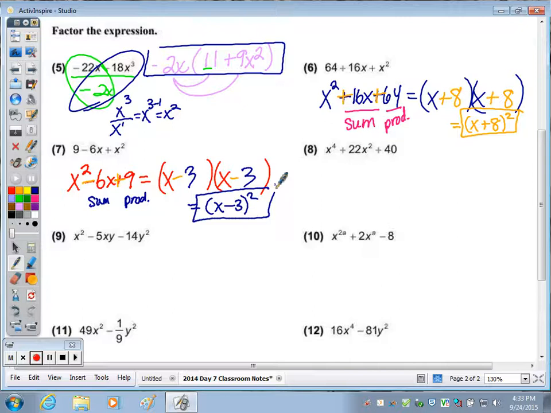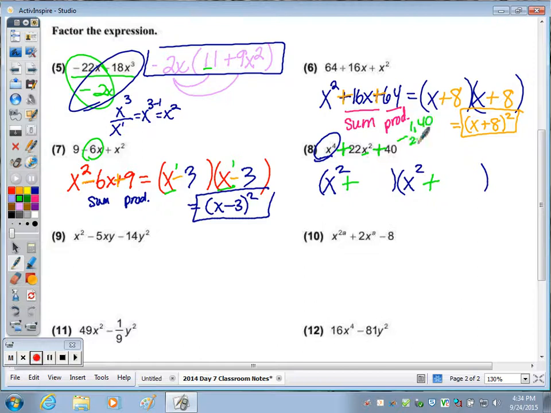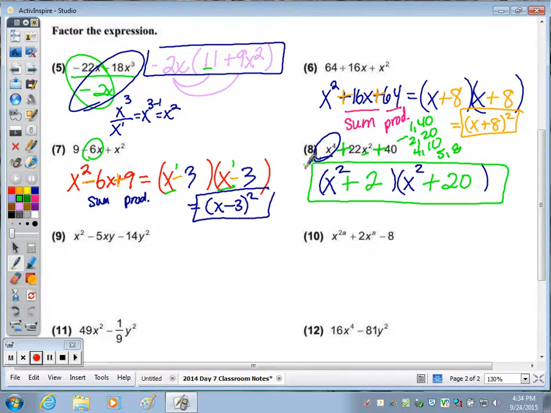Number 8, we're seeing a higher leading term with a power greater than 2. So what multiplies times itself to give you x to the fourth? That would be x squared. And notice in each case, every time I factor x to the first times x to the first, the ones are there even though I don't write them, okay? That's the term that's in the middle. So if you look at your middle term, you can kind of cheat. That's an x squared, so it's going to be x squared times x squared. Factors of 40, again, the signs are the same. They add to a positive, so it's plus plus. We've got 1 times 40, 2 times 20. It's not divisible by 3. 4 times 10, 5 times 8. Which ones add to 22? That's 2 and 20. So my factors are x squared plus 2 and x squared plus 20.